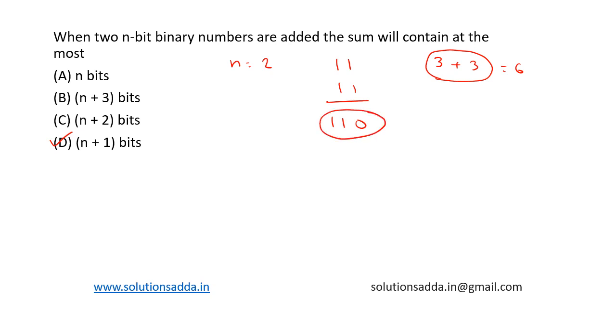These are the place values, that is 4, 2, 1. So we have 6 represented as 1 1 0. So this has 3 bits, whereas n initially had 2 bits. So while adding two n-bit binary numbers, the sum will contain at most n plus 1 bit. Option D is the correct answer.